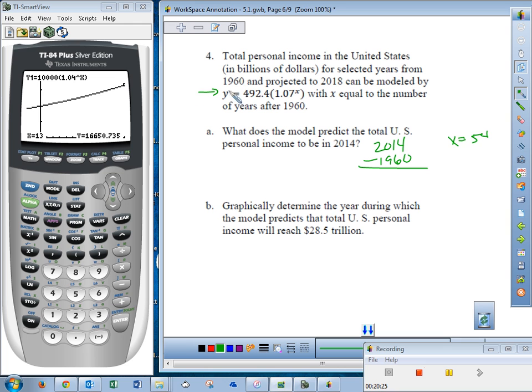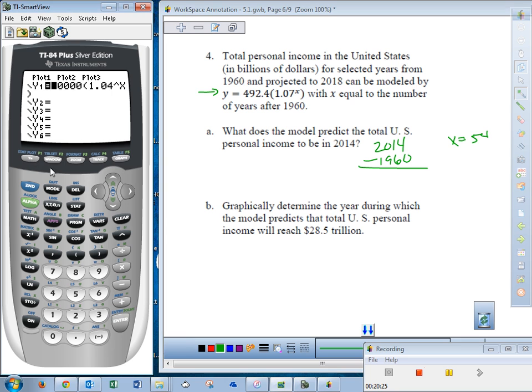Since we've got to graph it anyway, if you read down to part B, you can graphically determine some stuff. So we might as well graph this guy if we really want to. So clear this out.